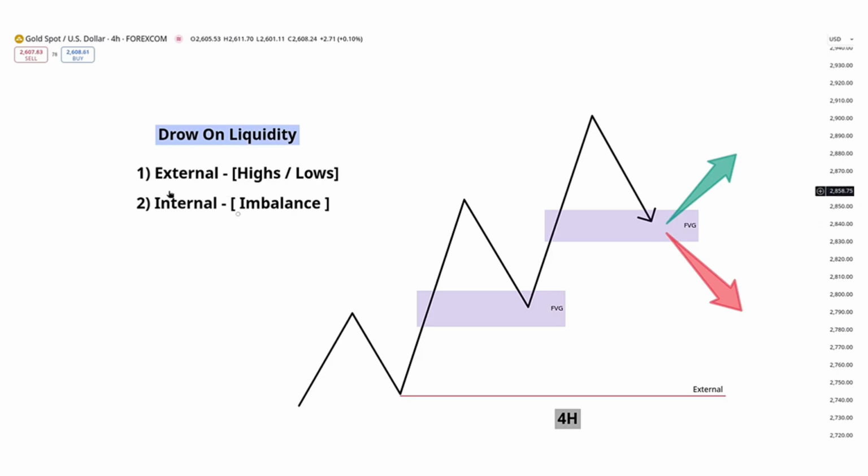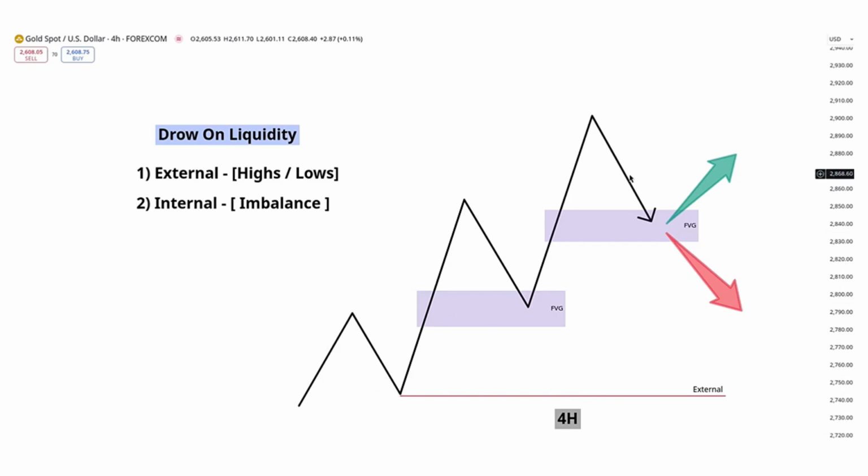Let's start with external liquidity. We define external liquidity as the old highs and old lows in the market. These are what we call external liquidity. Now, what is internal liquidity? We consider internal liquidity to be imbalances in the market. For example, if the market moves up and then comes back to fill the liquidity of a fair value gap, FVG, that's what we refer to as internal liquidity.